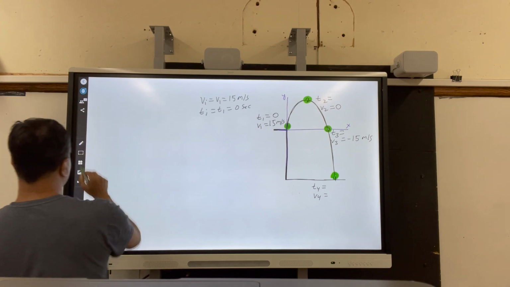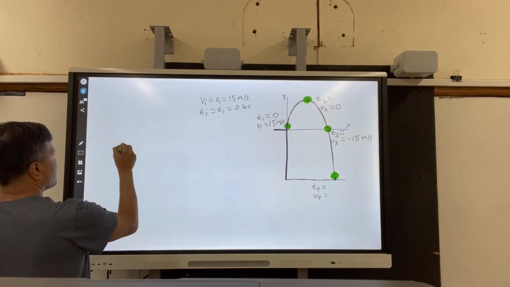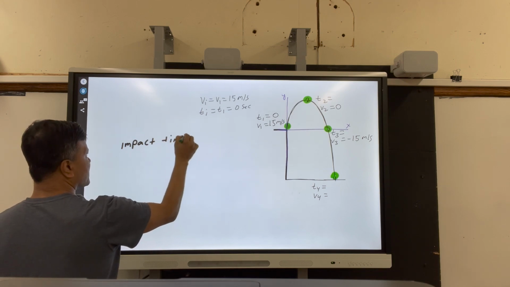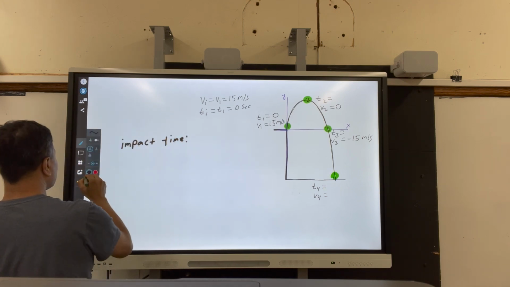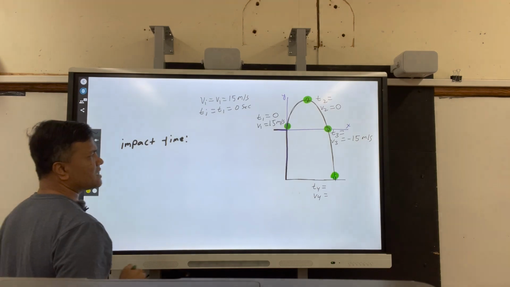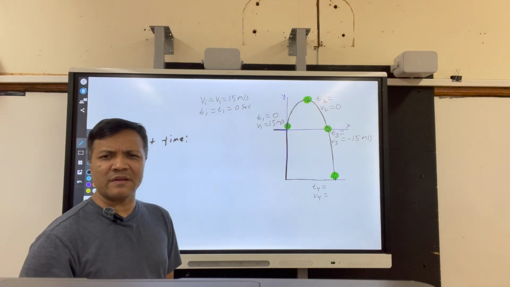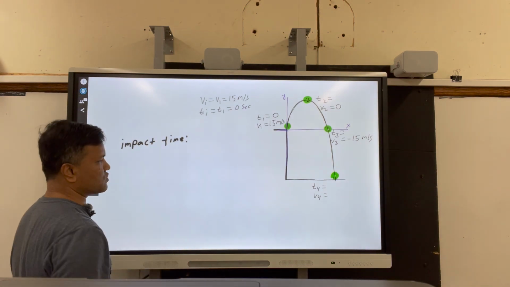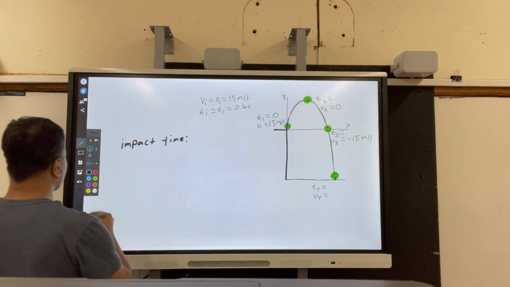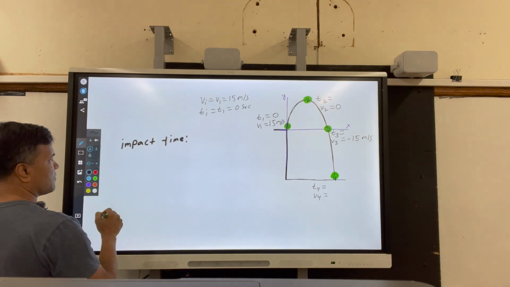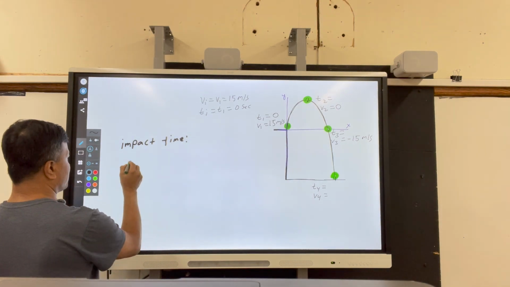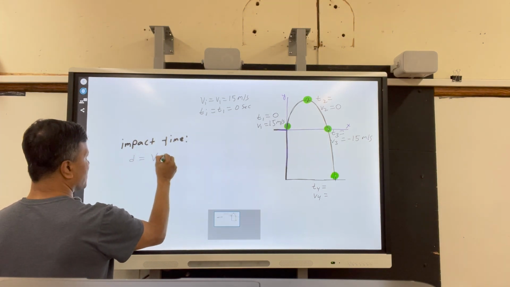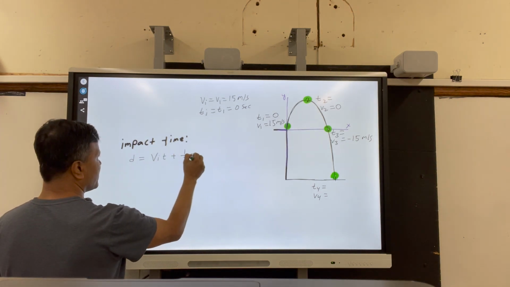So let's find the impact time. To do the impact time, of course, this is projectile motion that creates a parabola, right? So this is a parabola, parabolic motion. So you have to use the equation for the parabola, and that is from the reference table, page number 6: d is equal to vit plus half at squared, right?